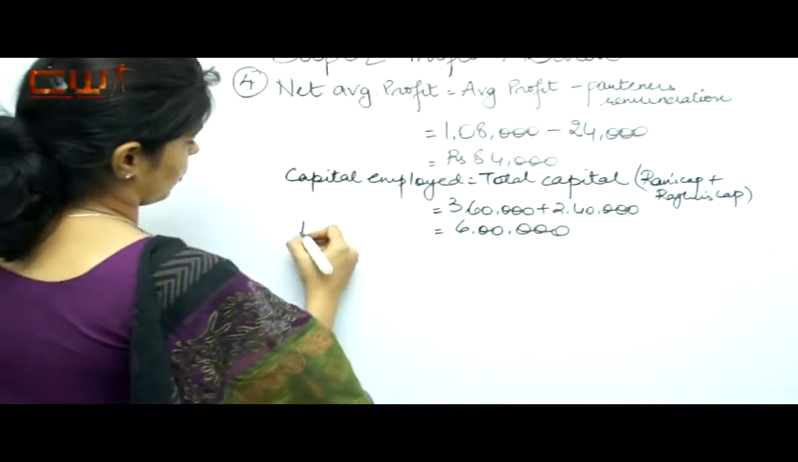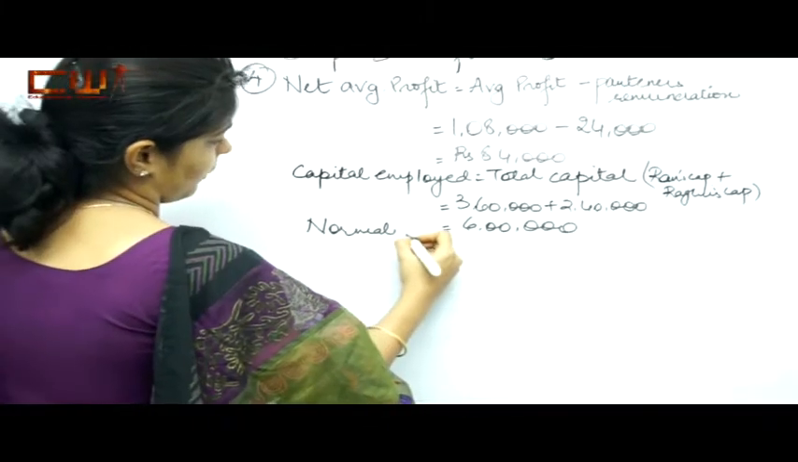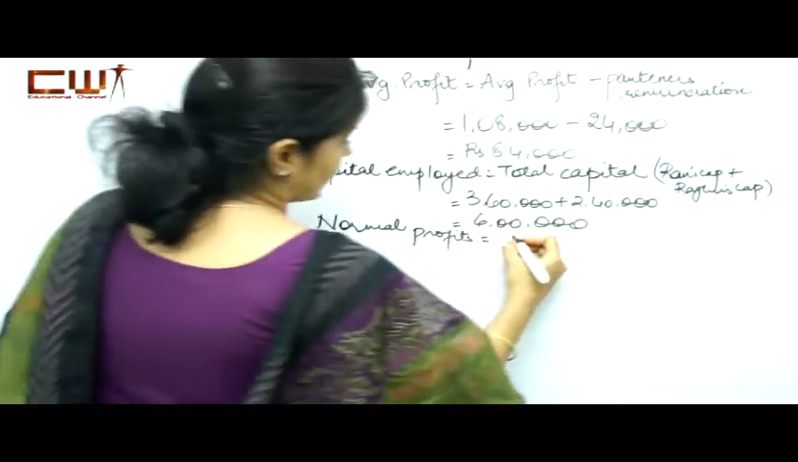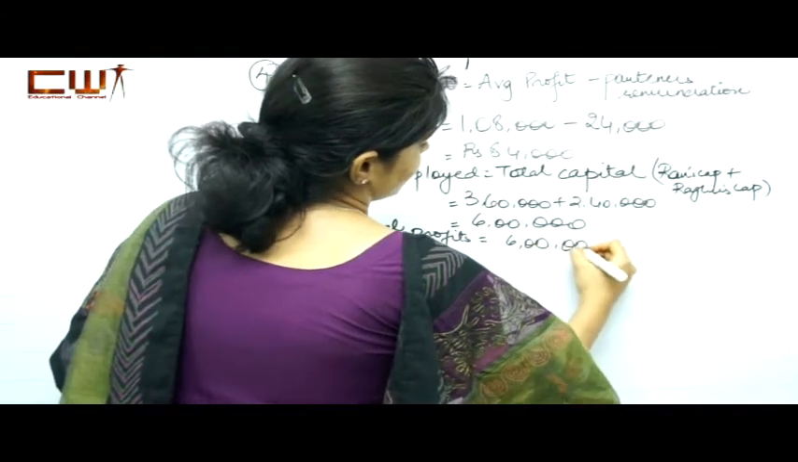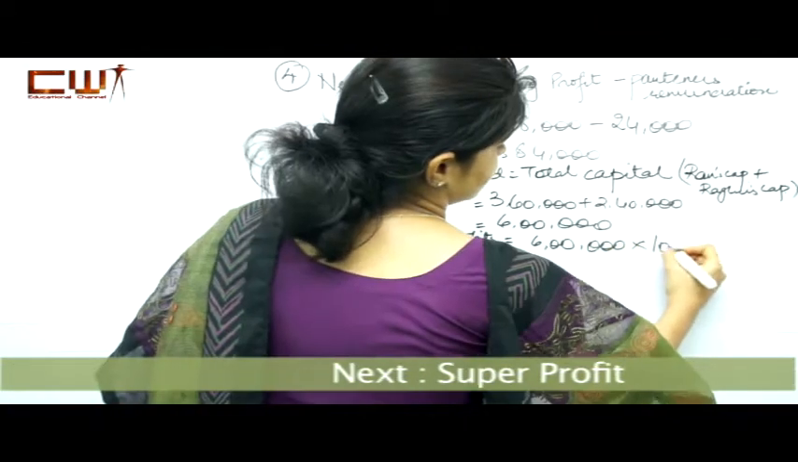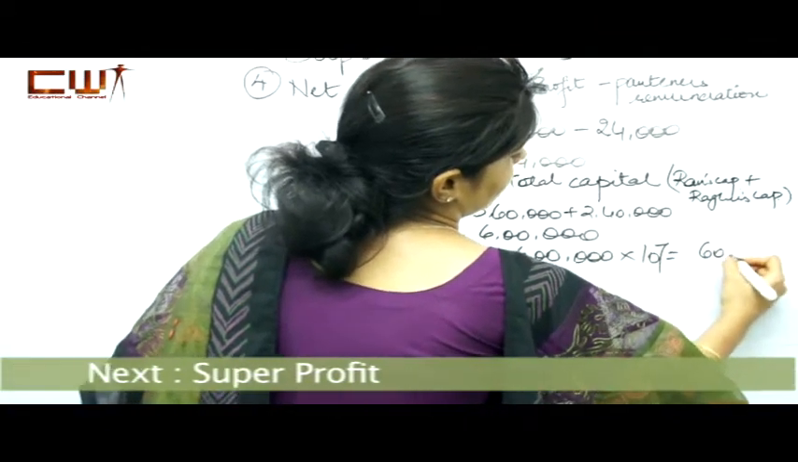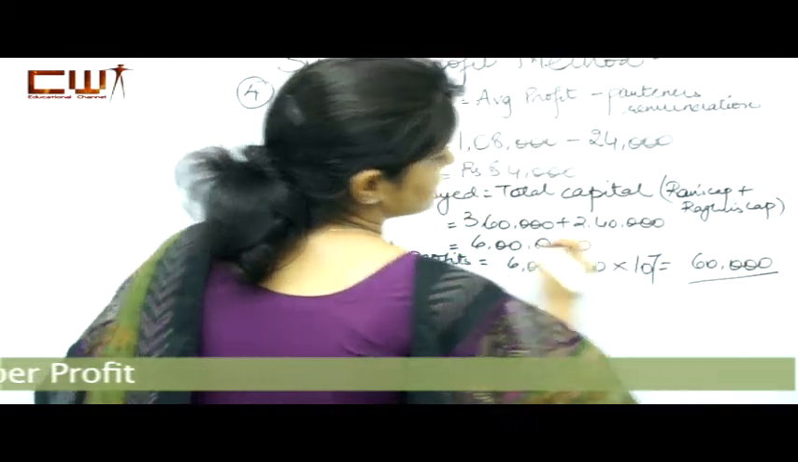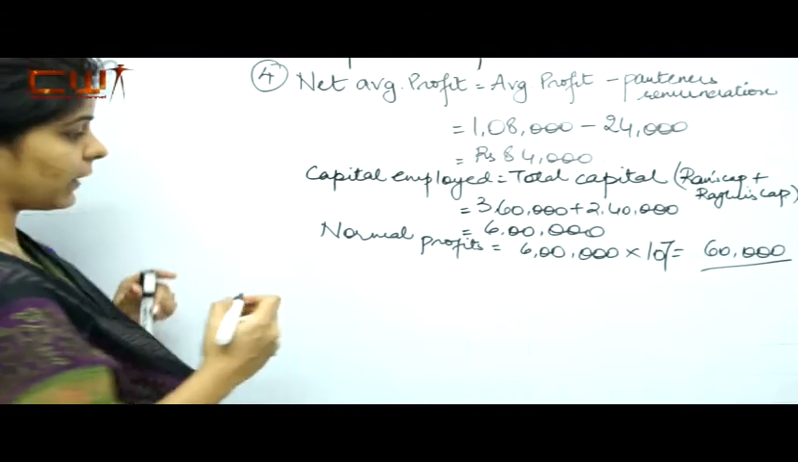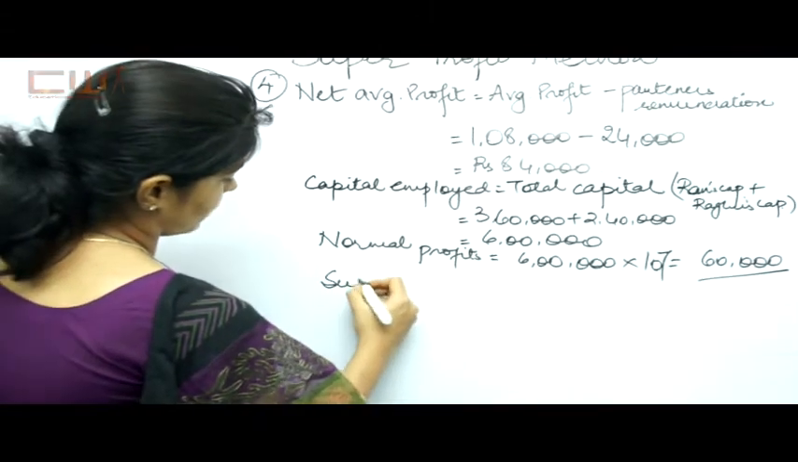Next is finding out the normal profits. How you find out the normal profits? You will find out the normal profits by capital employed, that is 6 lakh, into the normal rate of return. They have given it as 10%. So what will be the normal profits? 60,000. This will be your normal profit.